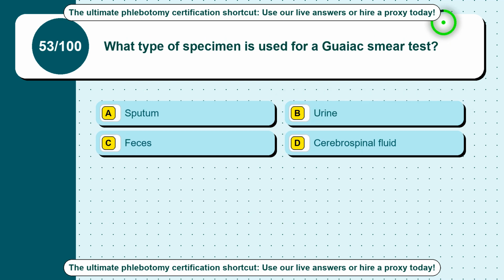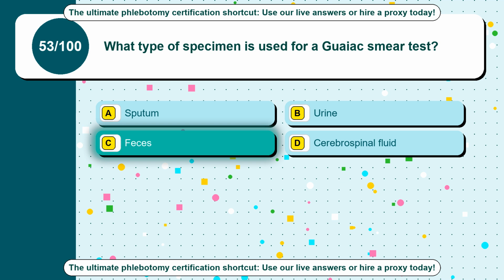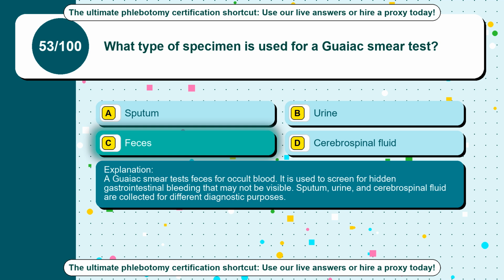Question 53. What type of specimen is used for a guaiac smear test? Option A, sputum. Option B, urine. Option C, feces. Option D, cerebrospinal fluid. The correct answer is option C, feces. A guaiac smear tests feces for occult blood. It is used to screen for hidden gastrointestinal bleeding that may not be visible. Sputum, urine, and cerebrospinal fluid are collected for different diagnostic purposes.